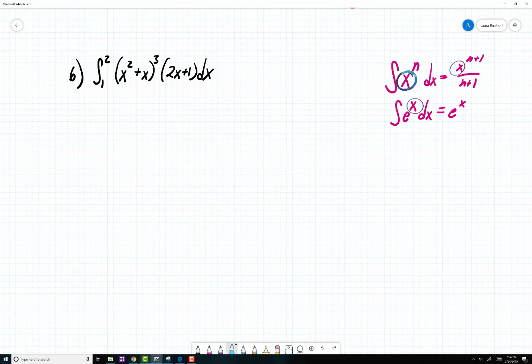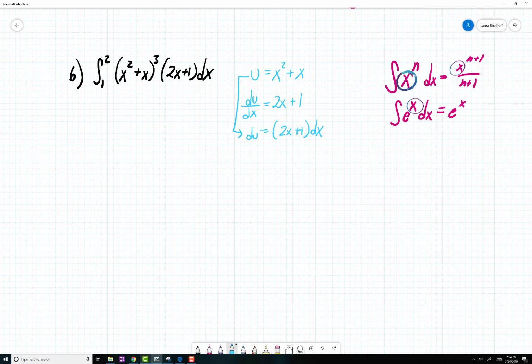So here I've got this whole big function being raised to the third. So my u, I'd like to make x squared plus x. Then you need to take the derivative, so du dx is 2x plus 1, but then we always end up just multiplying by that dx on both sides. So usually we go kind of straight from here to here, kick that dx over on to the other side.